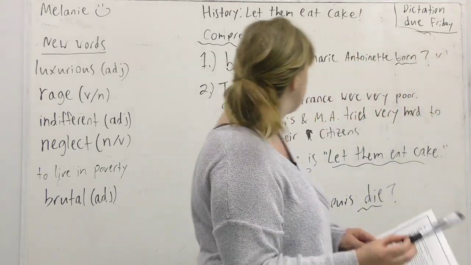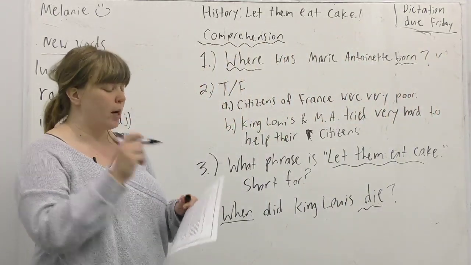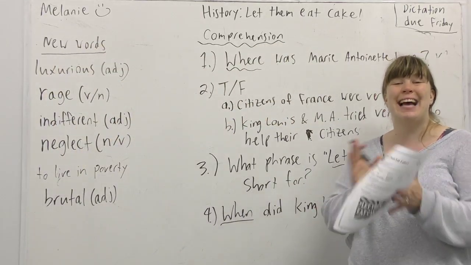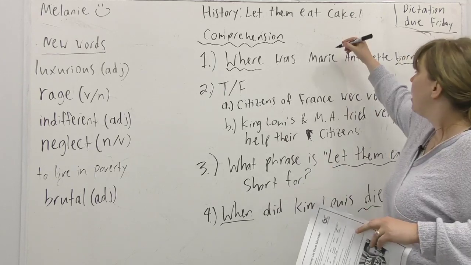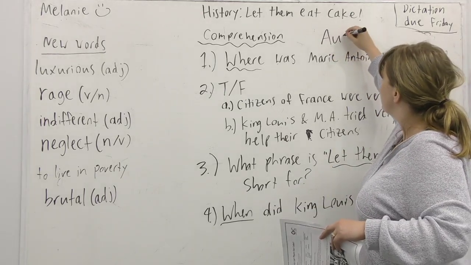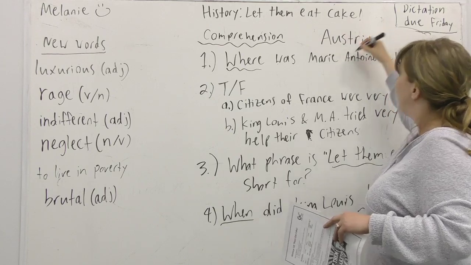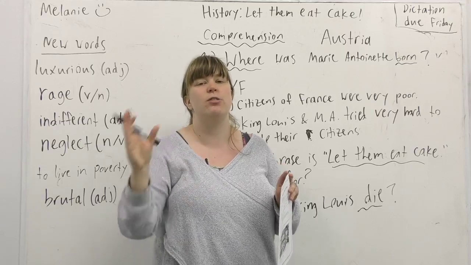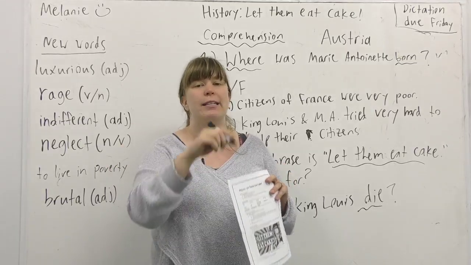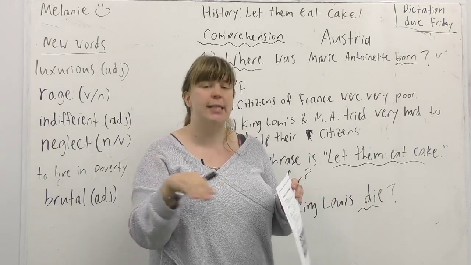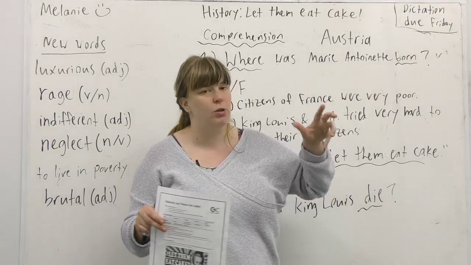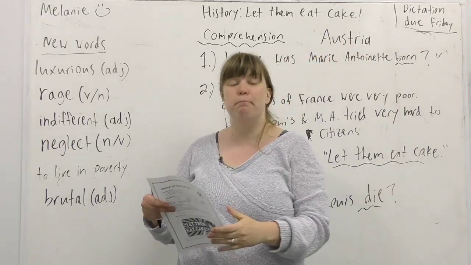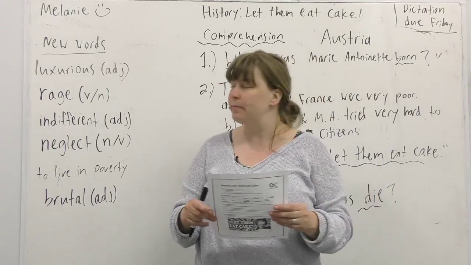Okay, let's see. I think I have some answers coming in, which is awesome. Where was Marie Antoinette born? Someone wrote Austria, and that is indeed correct. Good. Austria, not Australia, but Austria. This is a country, and it's next to Germany and close to Czech Republic. So it's kind of in Central Europe, kind of close to France, next to Germany though. So Austria is where Marie Antoinette was born.